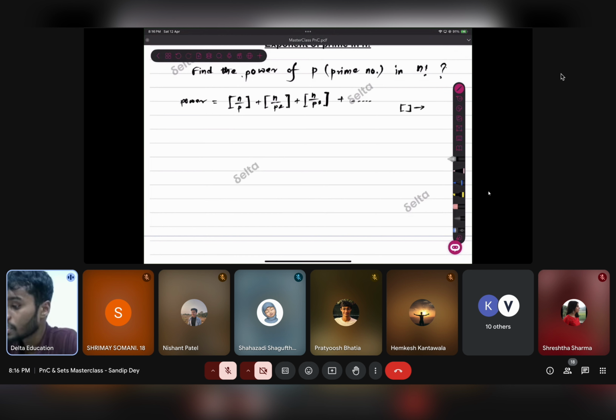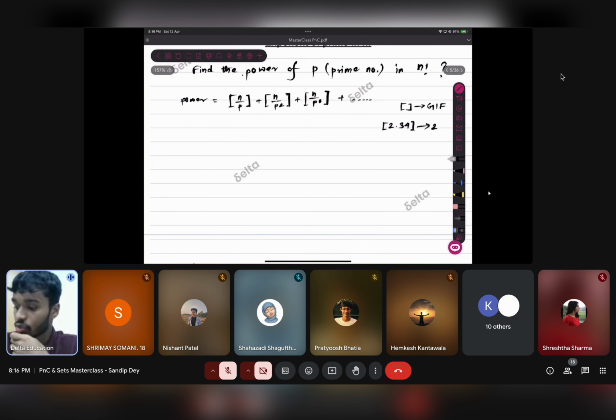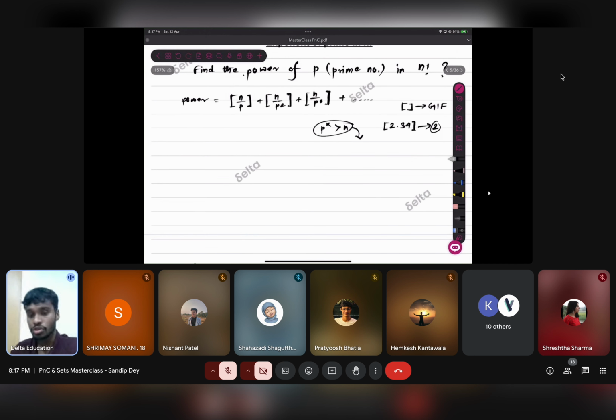What does the GIF function do? Greatest integer function. If you write 2.34, the greatest integer less than or equal to 2.34 is 2, so it will give you 2. There will be some point in this sequence where p to the power of something, let's say k, will be greater than n. In that case, n divided by p to the power k is less than 1, and we will get 0. After that, we don't need to do any calculation to find the power of the prime number in n factorial.